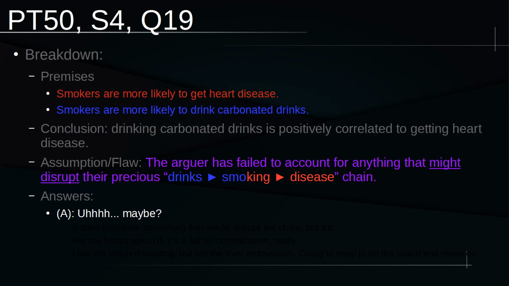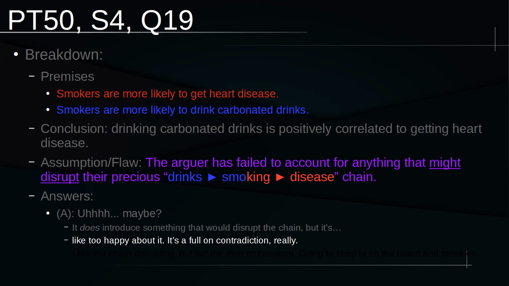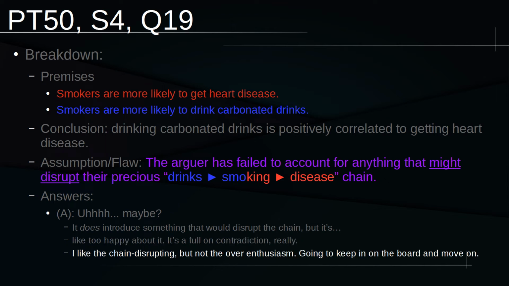So starting right up at the beginning, A. This is very much a maybe moment for me. I could see how it worked, but I had reservations about it. So A does introduce something that would disrupt the chain, but it's too happy about it. It's really a full-on contradiction. It's saying that the links between drink, smoking, disease basically work the other way, something like that. It just totally flies in the face of exactly what we're doing. So that did give me some pause. So I do like the chain disrupting aspect of it, but not the over enthusiasm in doing so.